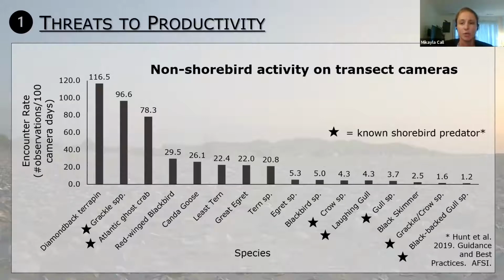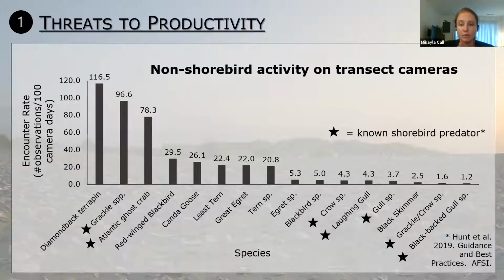Diamondback terrapins were the most frequently encountered species on the transect cameras, likely because of their location along the marsh edge. In a few instances, adult American oystercatchers with a brood interacted with these diamondback terrapins aggressively, suggesting that they perceive diamondback terrapins as a disturbance or threat, despite terrapins not typically being considered a shorebird predator.